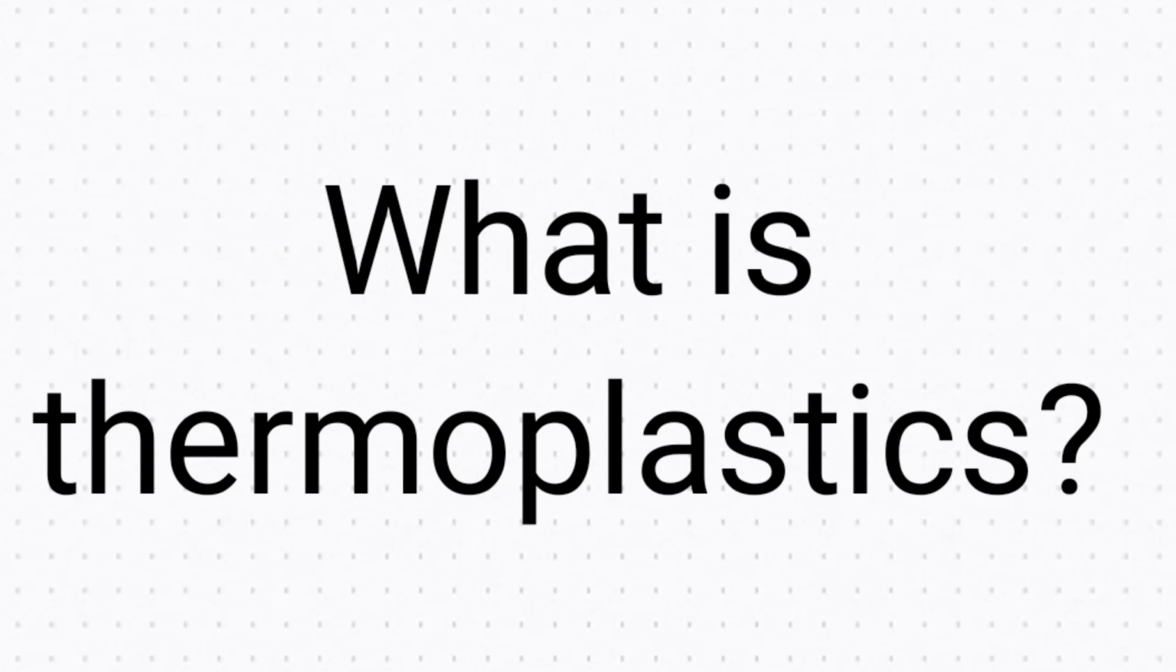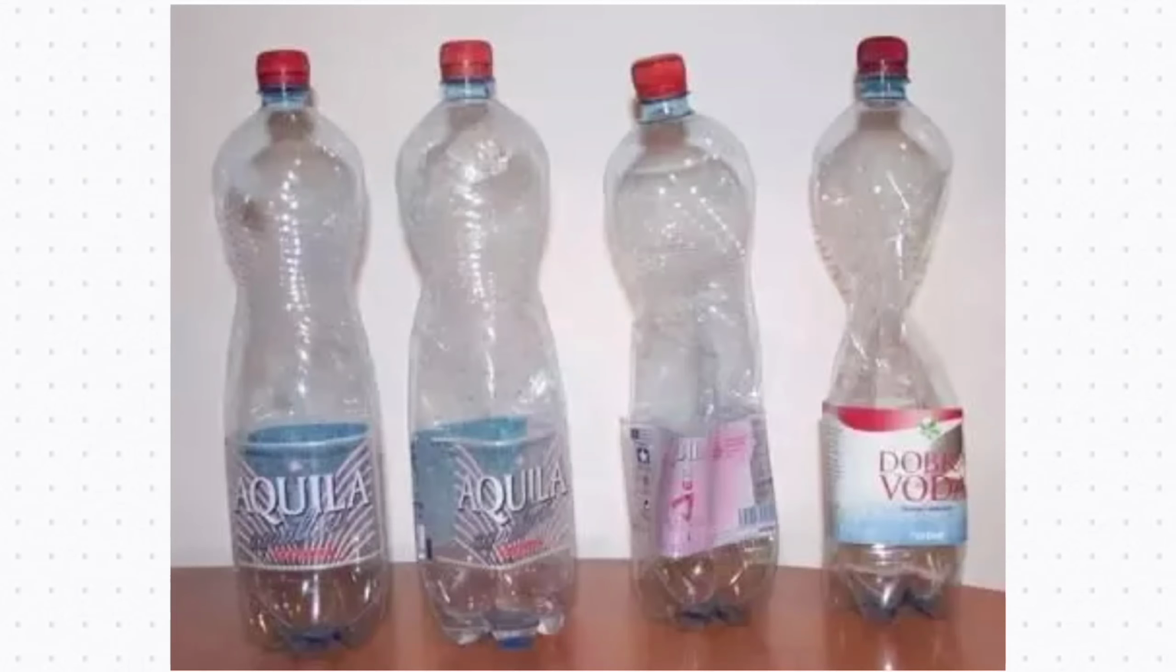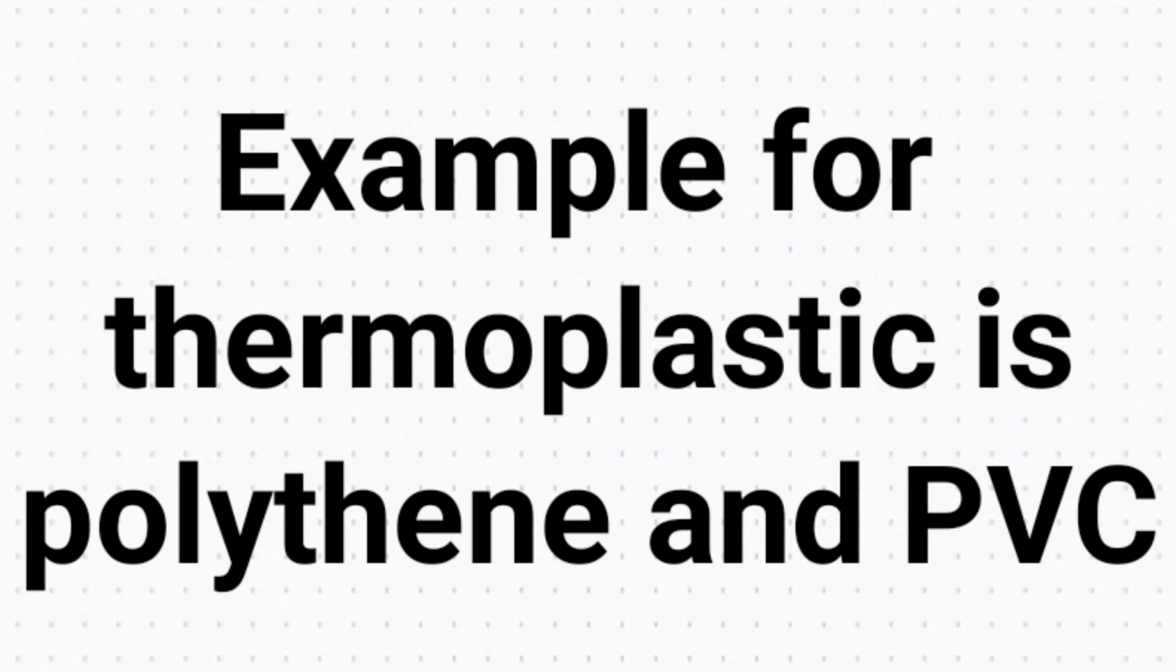What is thermoplastics? Plastics which get deformed easily on heating and can be bent easily are known as thermoplastics. The shape of thermoplastics changes when it is heated. When we add hot water to a thermoplastic bottle, it gets deformed. That is, its shape will change. Examples for thermoplastics are polythene and PVC.